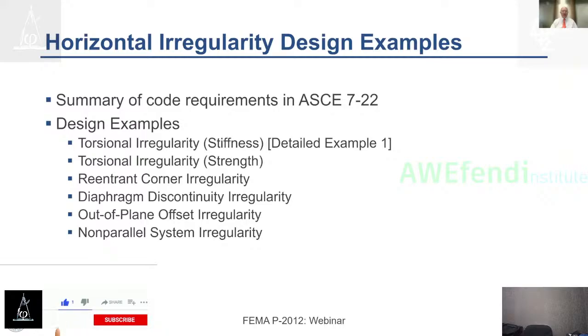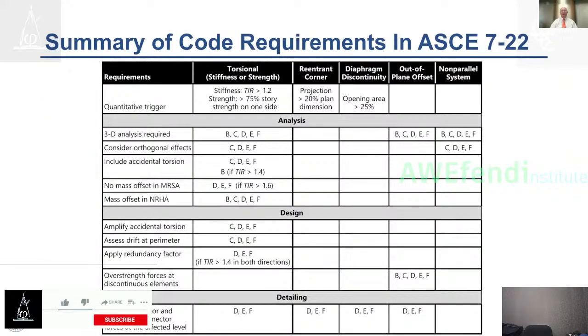So we're going to talk about design examples. We're going to walk through all of the horizontal irregularities in varying levels of sophistication. And in each case, we're going to try to understand what the trigger is, why we're concerned, and how to mitigate it. So this table summarizes the requirements related to horizontal irregularity in ASCE 7-22. And it identifies the metrics that we have. How do we quantify it? And then as a result of quantifying it, what do we do for the analysis? What do we do for design? And what do we do for detail?